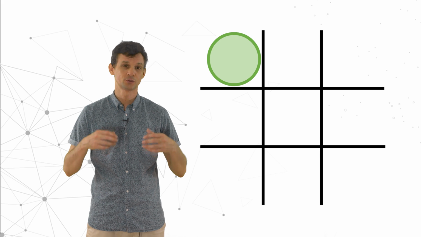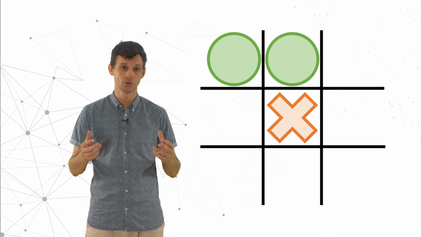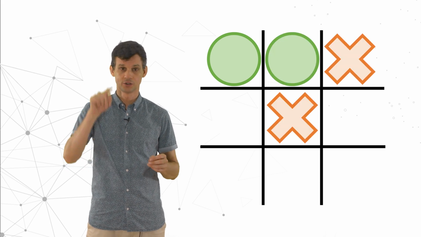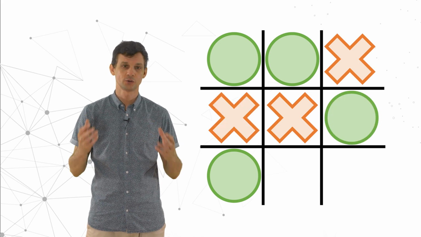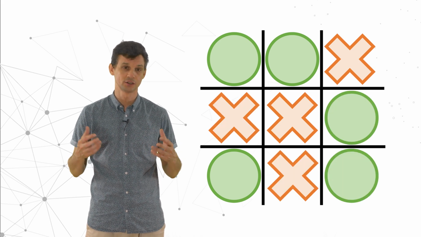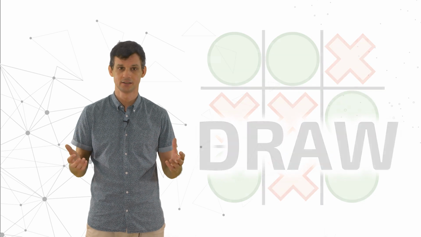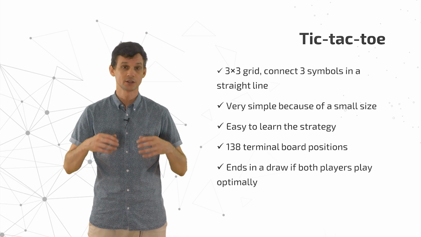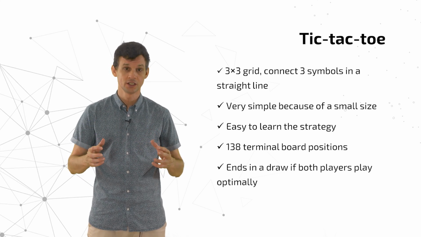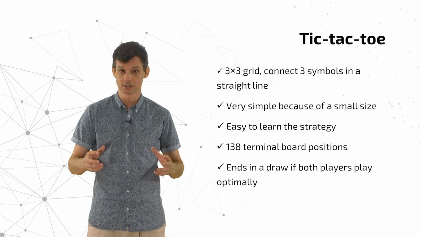The first player to get 3 of their markers in a row, horizontally, vertically or diagonally, wins the game. If all squares are filled and no player has 3 in a row, the game is a tie. As mentioned, this is a very simple game because of its small size. The players can quickly learn the proper strategy after having played a couple of games.